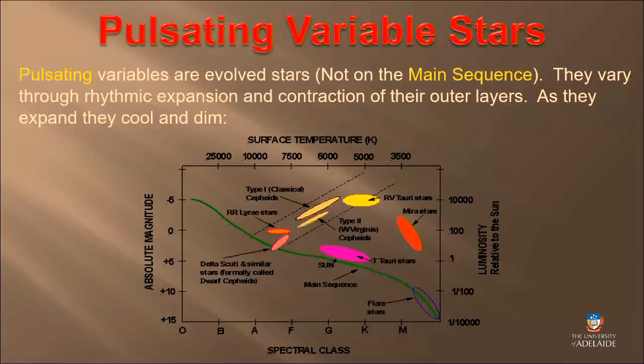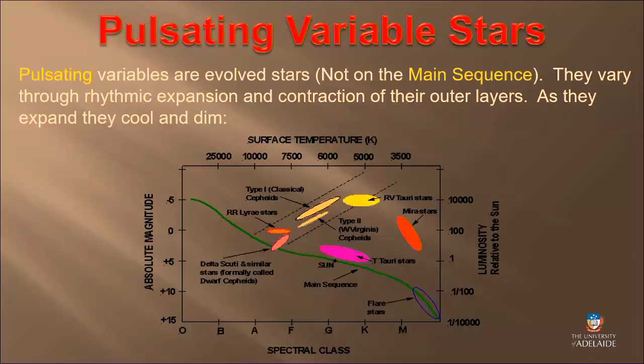So we'll start off with pulsating variable stars. These are evolved stars, stars that have moved off the main sequence after having exhausted hydrogen in their cores. They vary through rhythmic expansion and contraction of their outer layers. As they expand, they cool and dim. They do this because there's a lot of hydrogen in their outer layers. As the star contracts, the hydrogen heats up and ionises and becomes opaque. When it becomes opaque, it traps the heat, so the star heats up and then makes the outer layers expand.